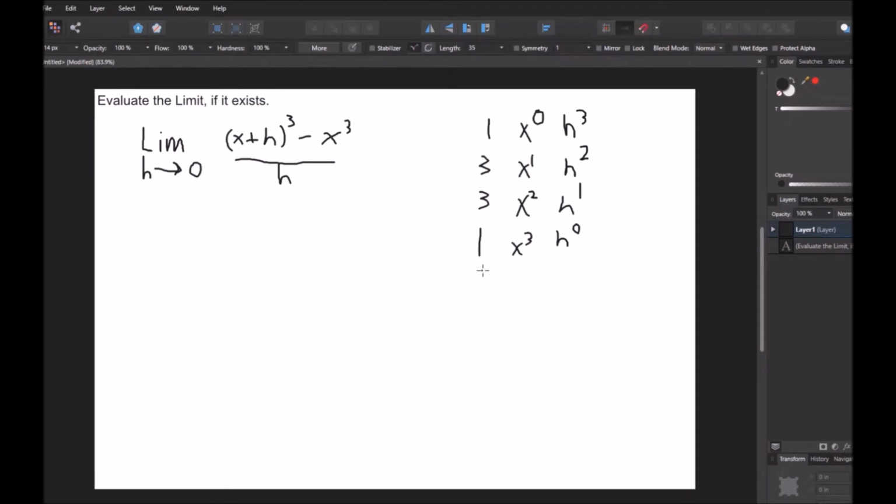Okay, so this is the binomial expansion written out. Now what I'm going to do is multiply each of these rows across. So x to the 0 power is just going to be 1, so this first thing is going to be h cubed. And then x to the first is just x, so this is going to be 3xh squared. Then x squared is just x squared, and h to the first is just h, so this is going to be 3x squared h, and then finally this is going to be x cubed. So that's the binomial expansion of this, so I'm just going to write it out like that now.